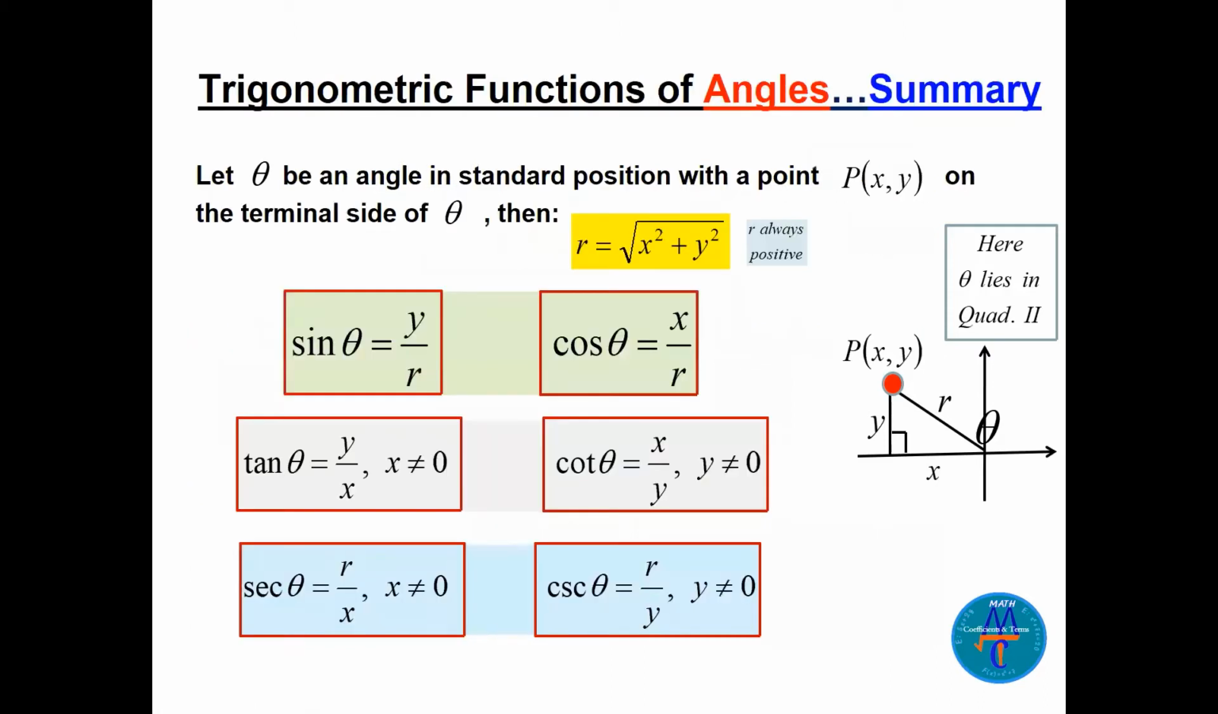Now on the next slide, I will put the summary of all the 6 trigonometric functions. Sine theta is y over r, cosine theta x over r, tan theta, cotan theta, secant theta, cosecant theta. Just to summarize, r is always a positive number, x can be positive or negative depending on the quadrant where theta lies.